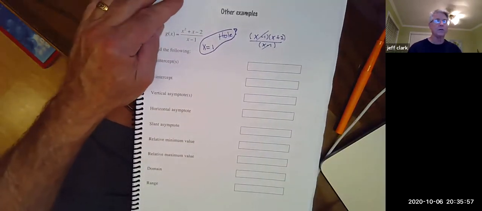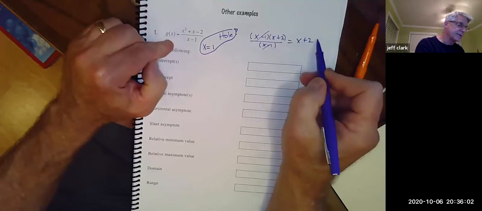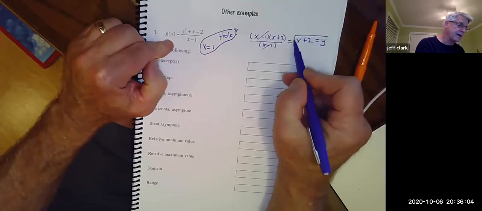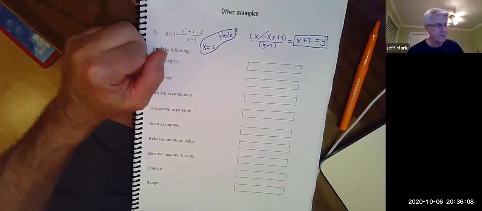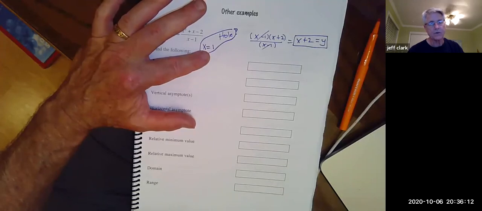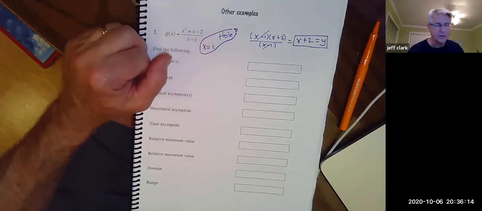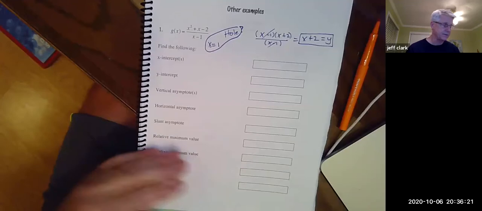And what's left here is x plus 2. So g of x is a fancy way of saying y. So you're going to have an equation that really looks like a line. And at 1, there's going to be a hole. At x equals 1, there will not be a vertical asymptote. It's going to be a hole. And the rest of these could be answered accordingly.